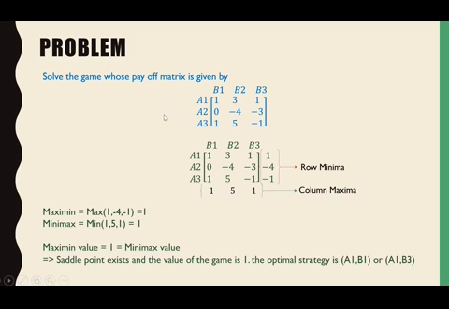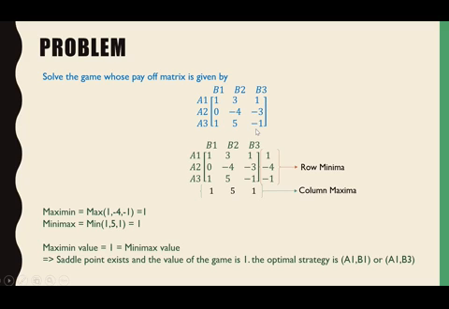So we'll take a very small problem. You will be able to understand the concepts very easily now. So this is the problem given. Solve the game whose payoff matrix is given by 1, 3, 1, 0, 4, minus 3, 1, 5, minus 1. So there are 3 strategies for B and 3 strategies for A. And this is your payoff matrix.